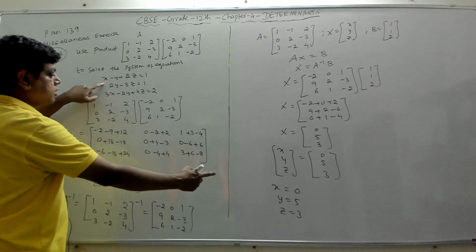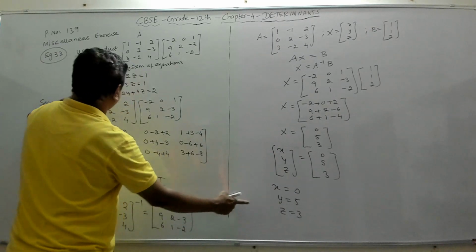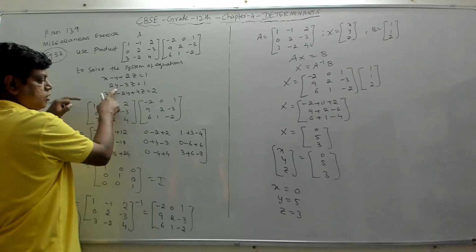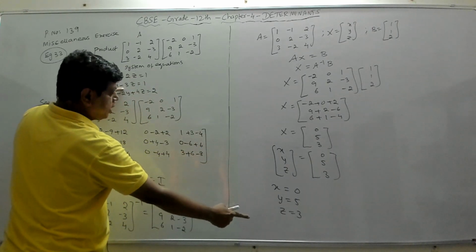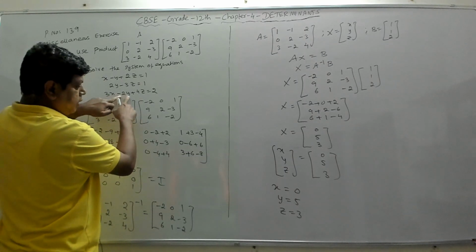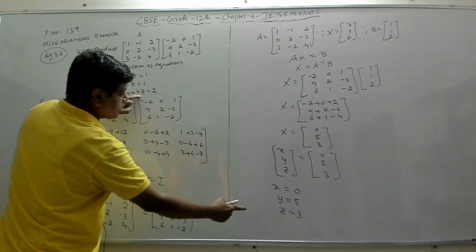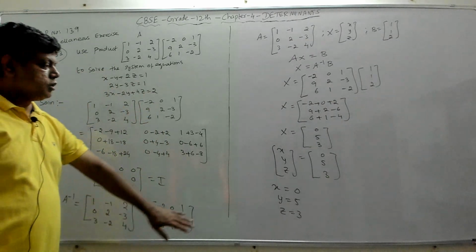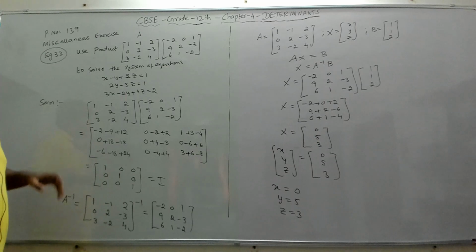If you put x equal to 0, then 0 minus 5 plus 2 times 3 is 6, minus 5 plus 6 is 1. Again here if you substitute, 2 times 5 is 10, 10 minus 3 into 3 is 9, which is 1. Again 3 into 0 is 0, minus 2 into 5 is minus 10, plus 4 3s are 12, so minus 10 plus 12 is 2. So this is the solution of the given set of equations.